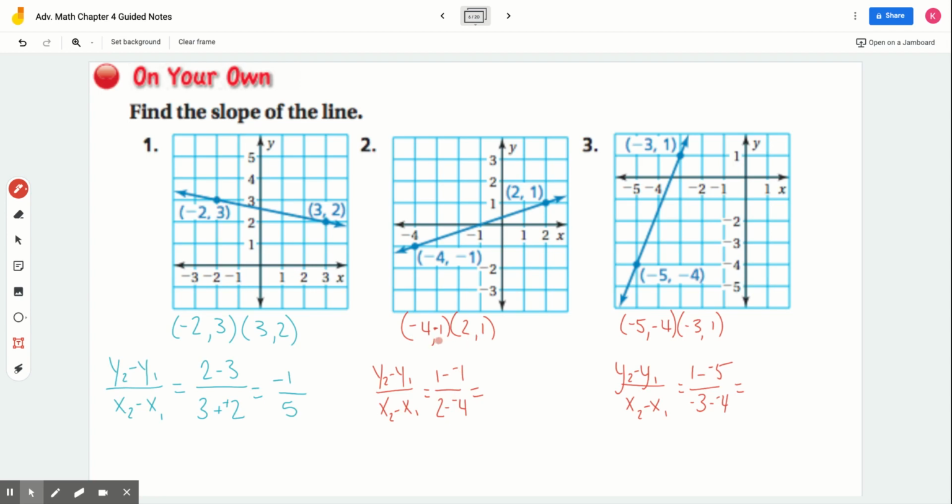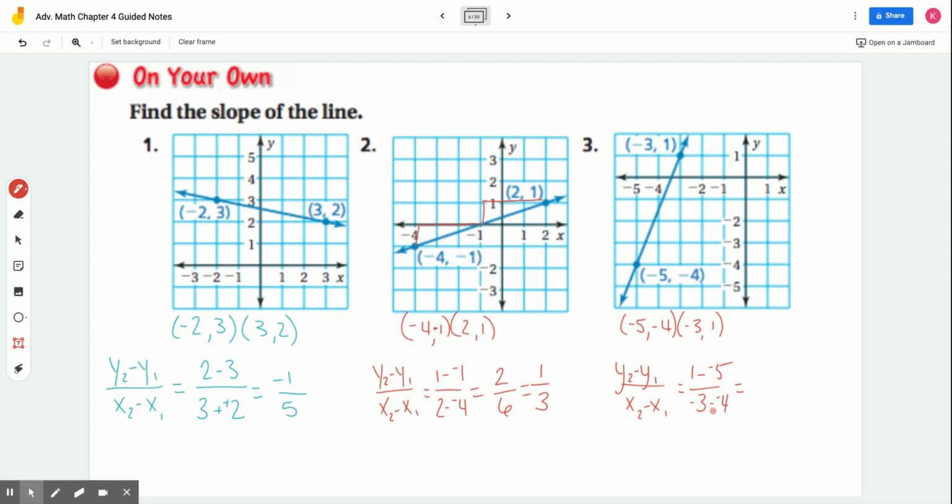So 1 minus -1 is like plus a positive, so 2. 2 minus -4, 2 plus 4 is 6. And then we need to reduce. So 2/6 is equal to 1/3. Now, if we look at the slope of our line, did we go up 1 and over 3 to get to the next point on the line? We did, so our slope is 1/3.